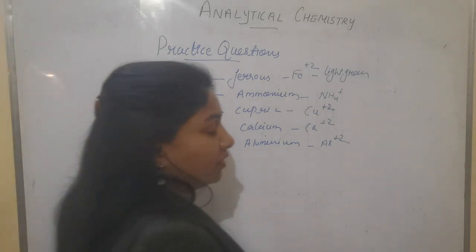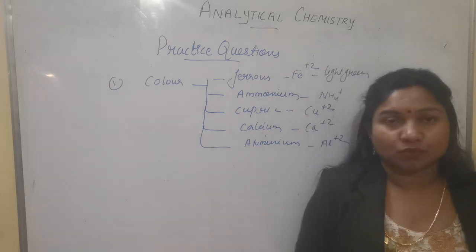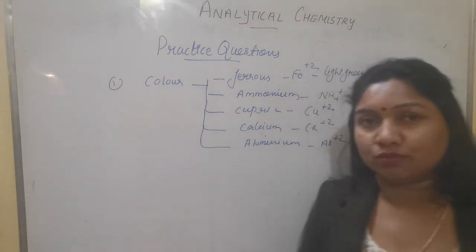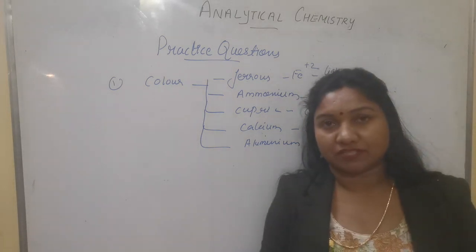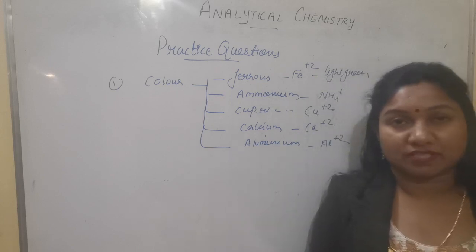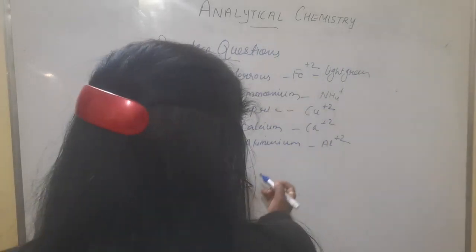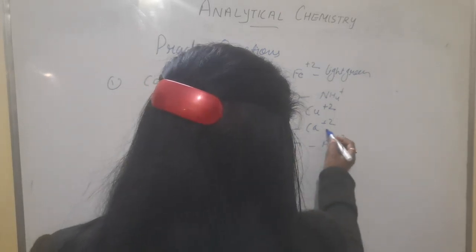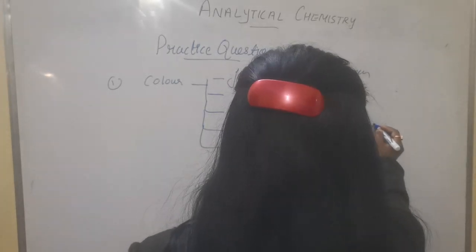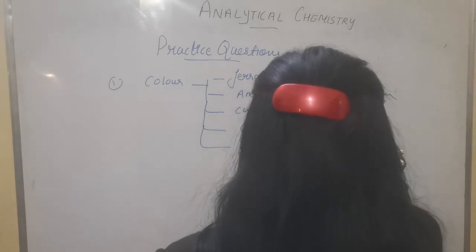So we have studied that the representative elements of group 1, 2 and from group 13 to 17 are mostly colorless. We studied this in our first lecture, that group 1, 2 and elements from group 13 to 17 are mostly colorless, and the elements present in between them, the transition elements, mostly form colored compounds. So calcium is colorless. Cupric blue. Ammonium colorless. Aluminium colorless.